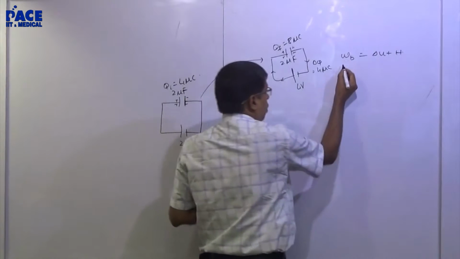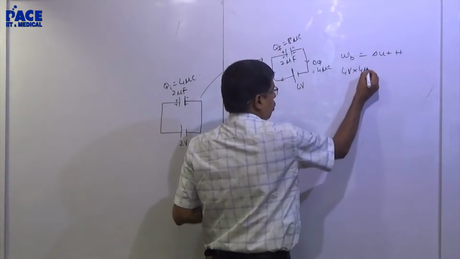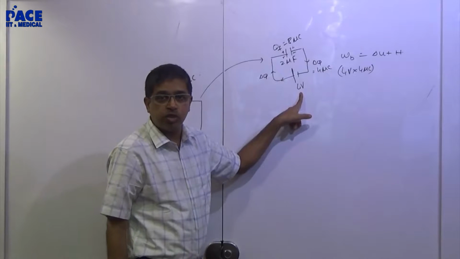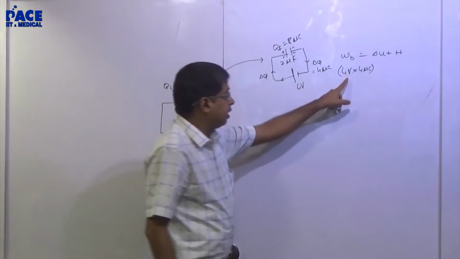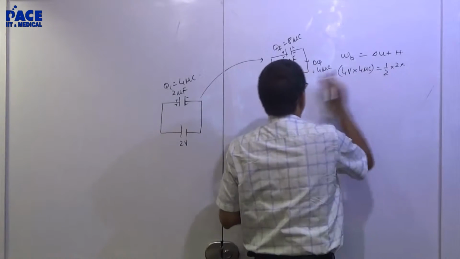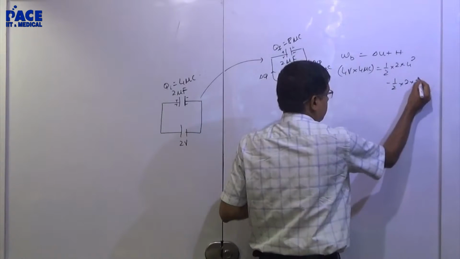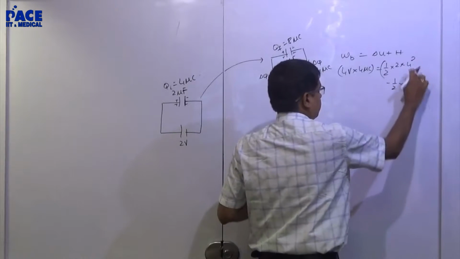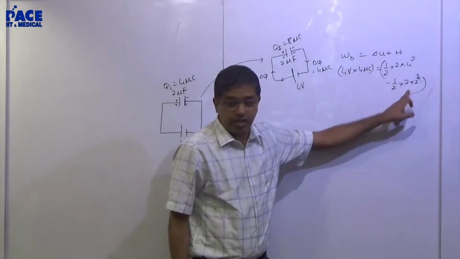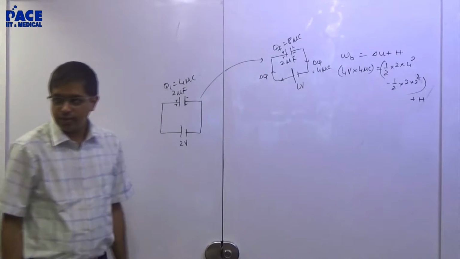Right? Now what additional work was done by the battery? 4 volts into 4 microcoulombs. This 4 microcoulombs of additional charge was pushed by the battery. This will be equal to delta U: half C V square with 4 square, minus half C V square. Final half CV square minus initial half CV square, plus heat loss. Right?